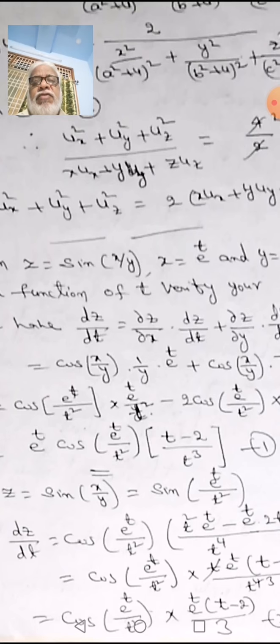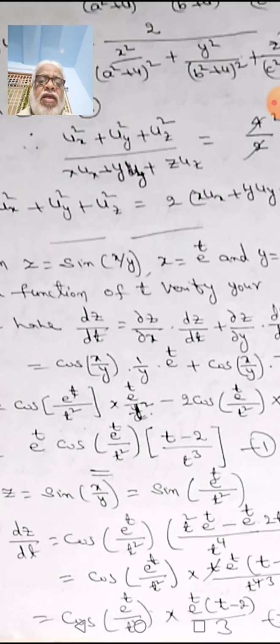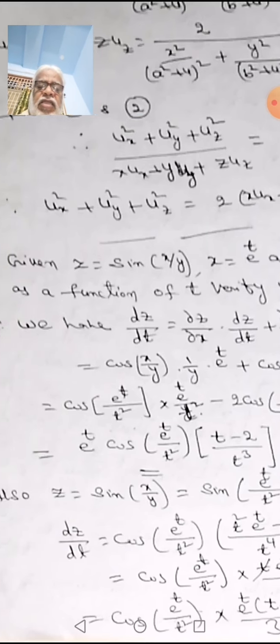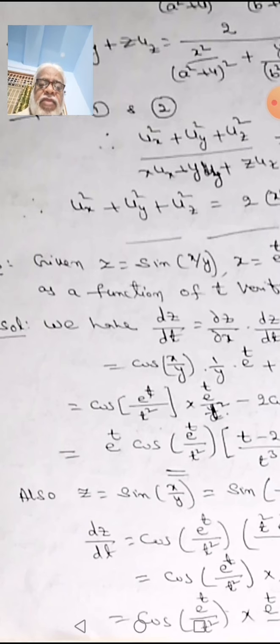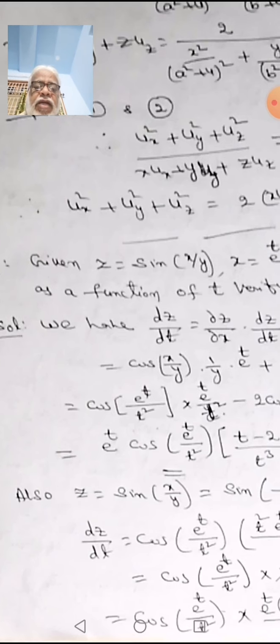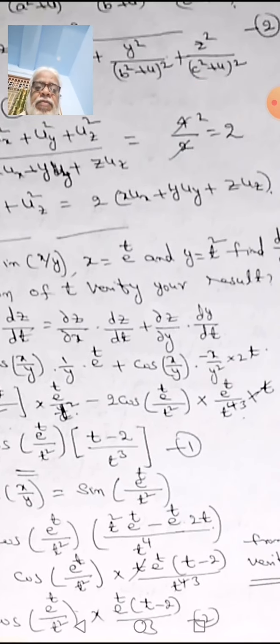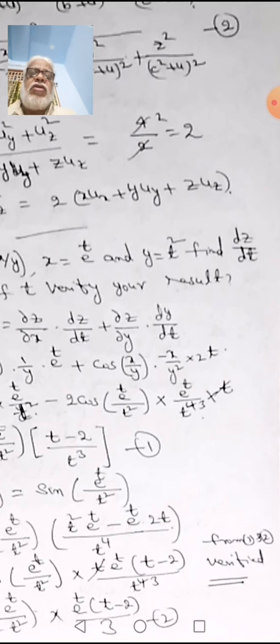Means first we find the derivatives with respect to x and y partially, then we apply the values of x and y in t terms, and this is the answer. Otherwise, in the second method we find it directly: first we apply the values of x and y in t terms and then apply the general derivative dz/dt. They are the same. So from 1 and 2 we verify our solution.